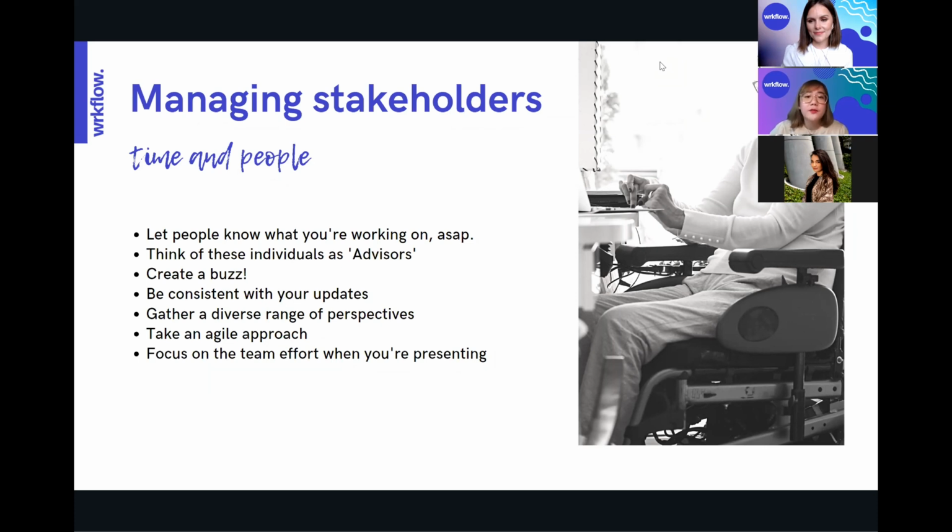And then finally, also focus on team effort when you're presenting. Remember to give credit and appreciation to all the stakeholders involved. That way, people are also more willing to support and collaborate again. And with that, I'll hand it back to Sasha to share with us the key metrics and measures.